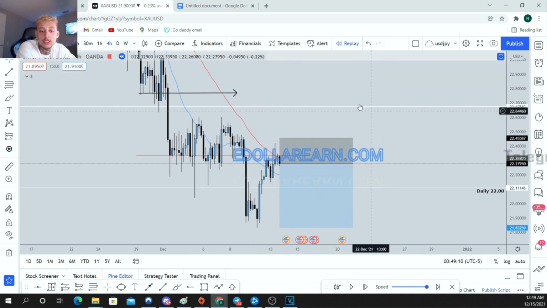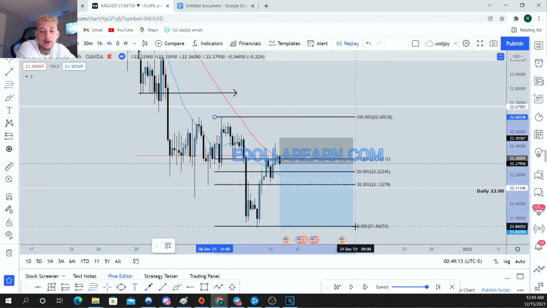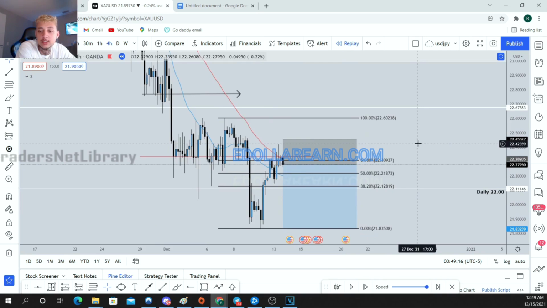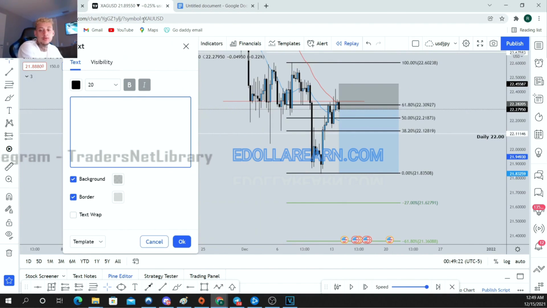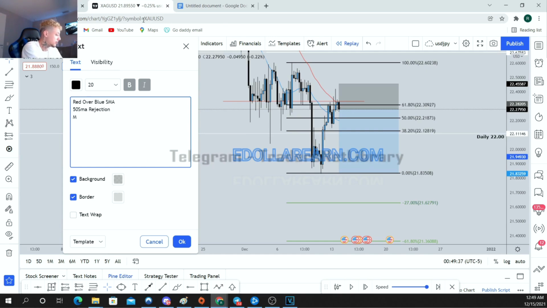Now, when it comes to actually taking this sell position, let's first of all pull out our Fibonacci retracement tool. See, that's about a 61.8. So let's go into the process of identifying what type of trade this is. Just on the 4-hour time frame alone, we have the red over blue SMA. We have the 50 SMA rejection. We have a medium probability bearish engulfing. We also have a 61.8 on fibs. Along with the 61.8 on fibs, we have a break and retest.